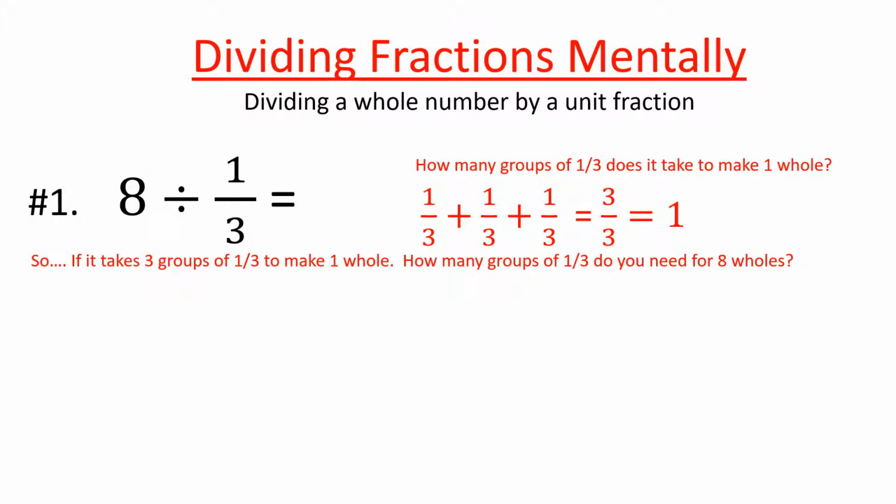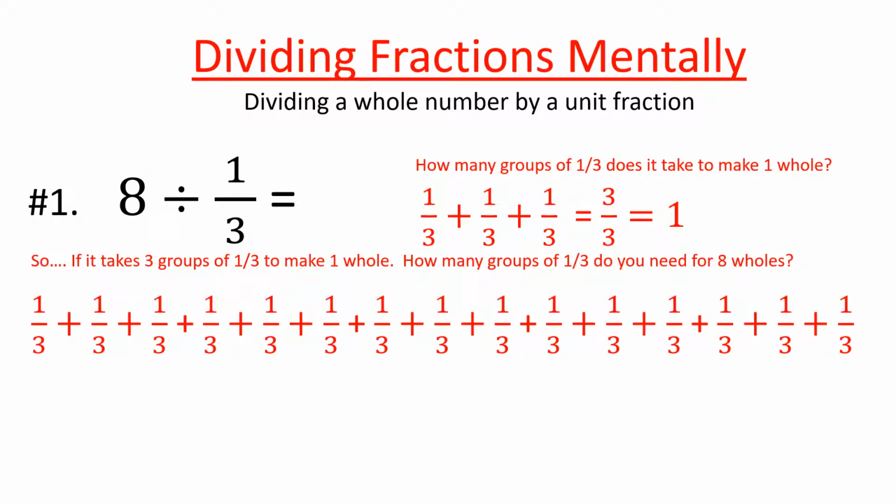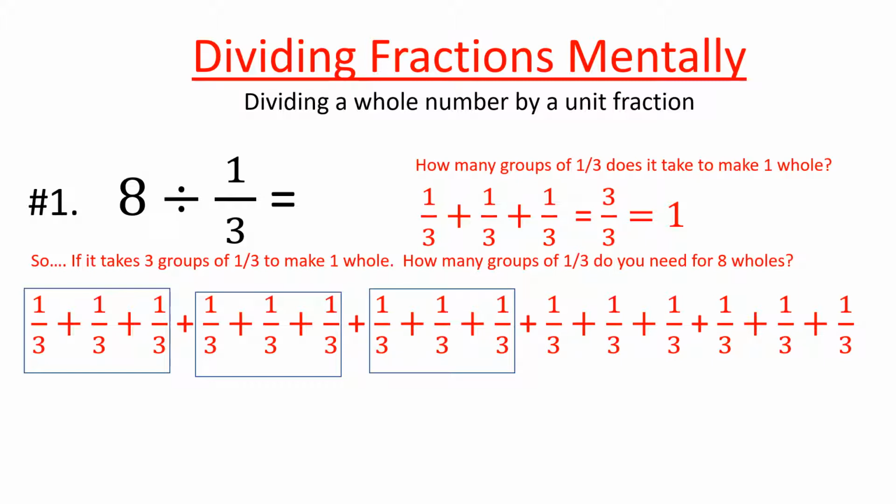So if it takes 3 groups of 1/3 to make one whole, how many groups of 1/3 do you need to make 8 wholes? So we have 1/3 plus 1/3 plus 1/3, so that's 3/3, that equals a whole. 3 more thirds would be 6/3, which equals 2 wholes. 9/3 would equal 3 wholes. 12/3 would equal 4 wholes.